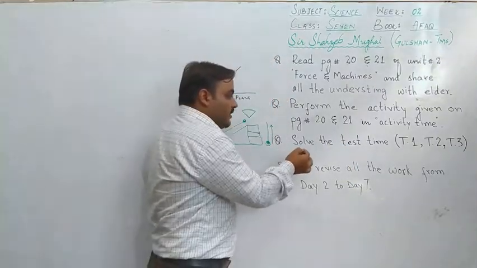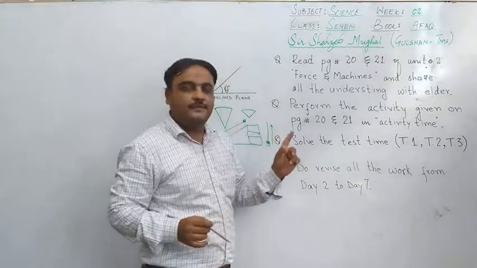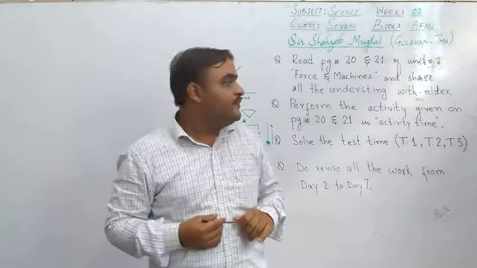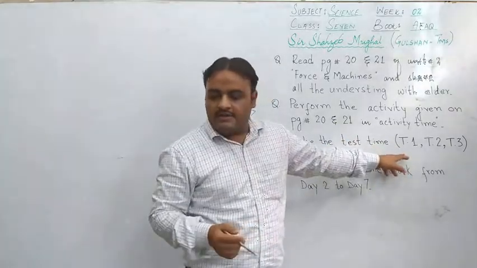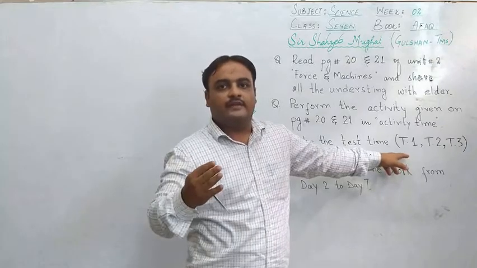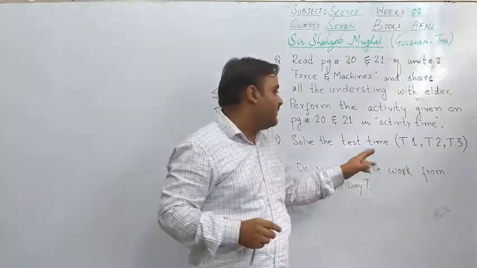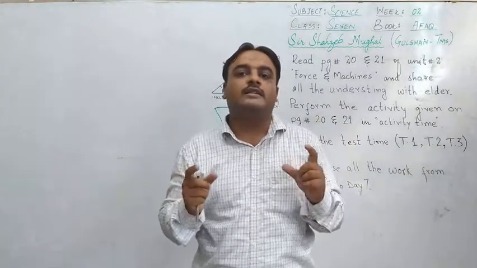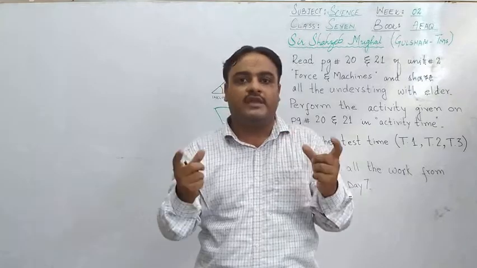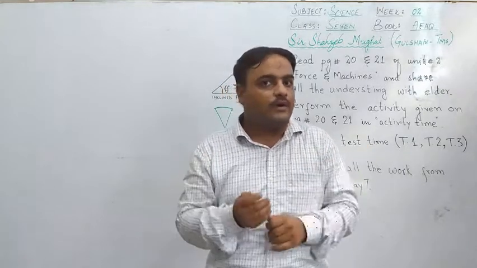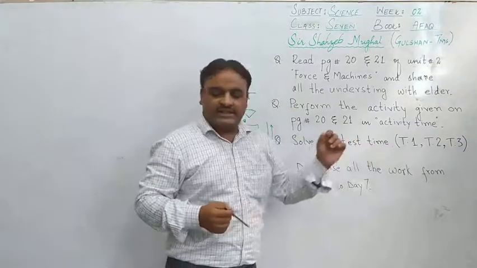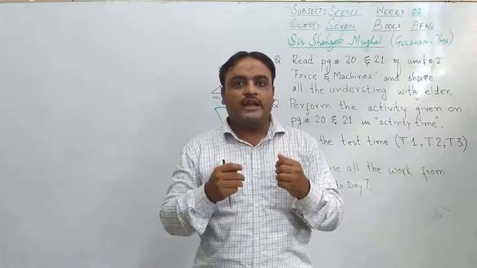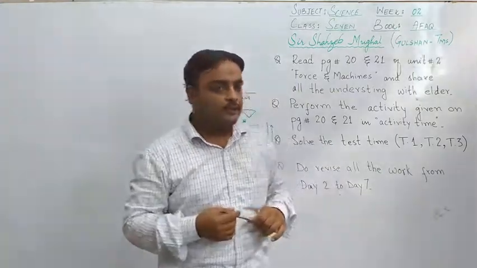After that, next, solve the test time T1, T2 and T3 that is present on page number 22. In T1 you are given 3 questions and you have to answer them with the help of previous work. In T2 there is a diagrammatic question in which you have to tell the direction of the gears, whether they are moving clockwise or anti-clockwise. In T3 you have to tell the ratio of load and effort which is being applied on a pulley.